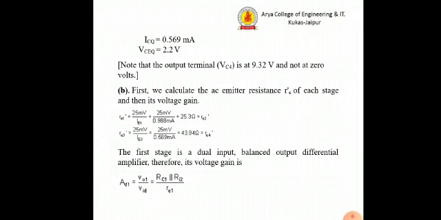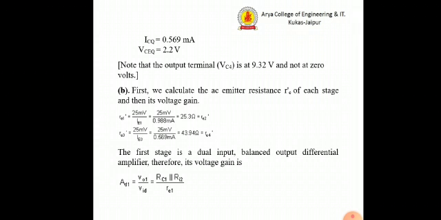For the P part, we have to calculate the AC emitter resistance RE' of each stage and then its voltage gain. So RE', according to the equation, is equal to Vt, where Vt stands for volt equivalent of temperature, which is 25 millivolt, upon IE1. Substituting the value of IE1, we find the value of RE1', which is equal to RE2', and RE3', which is equal to RE4'.